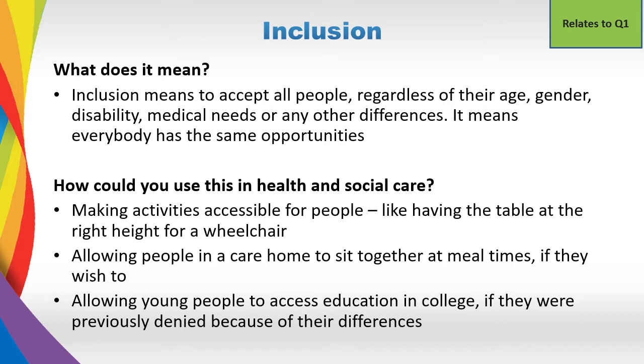The next one, allowing young people to access education in college if they were previously denied because of their differences. So perhaps they were told, "Oh, you can't go to college because this, that and the other. You know, you've had problems in your life and it's not suitable for you." It's not the case. Everybody has the right to have the same opportunity. They might just need a bit of extra support to get there.